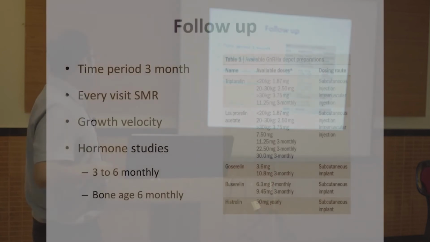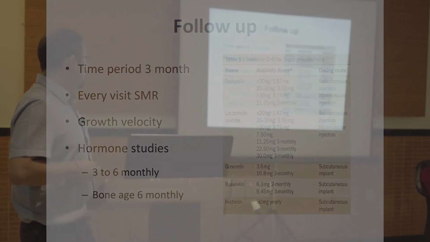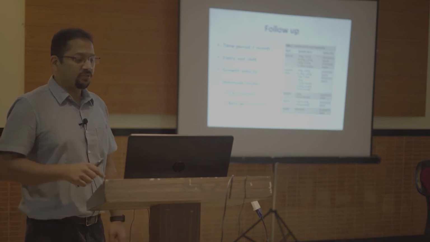So the follow-up period is 3 months. Every 3 months we have to follow, and we have to look at how to follow. We have to look for the LH level at baseline when the patient is coming for the next injection dose. So we take the patient's LH, then we give the injection. Again after 3 hours, we have to look for the LH level. If the LH level is less than 3.3 micro IU per ml at 3 hours, then we see that the patient is in a disease-controlled state. We have to look at the sexual maturity rating at every visit. Growth velocity is very important, and for hormone studies, I have told that LH and estradiol have to be looked at baseline and 3 hours after the next dose.